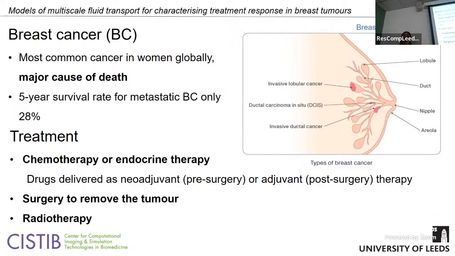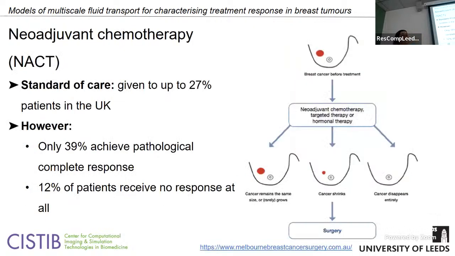With chemotherapy, you can deliver the drugs right off the bat before anything else happens, and that's called neoadjuvant chemotherapy. Then you can go to surgery, and you can also get chemotherapy delivered afterwards. The treatment that we're focusing on is neoadjuvant chemotherapy, so the first treatment that occurs. It's the standard of care if you're a newly diagnosed patient with stage 2 to 3 breast cancer, and almost a third of these patients get given neoadjuvant chemotherapy.